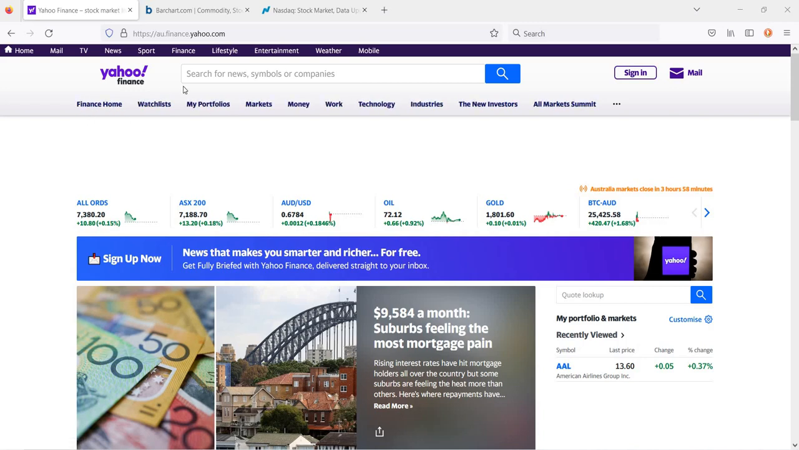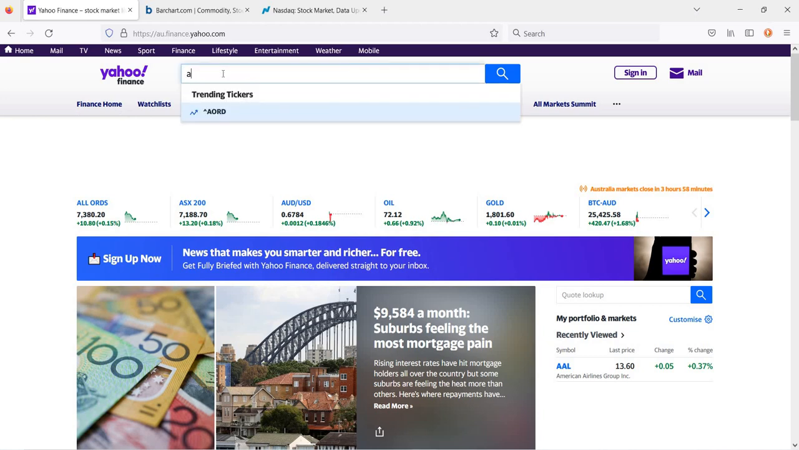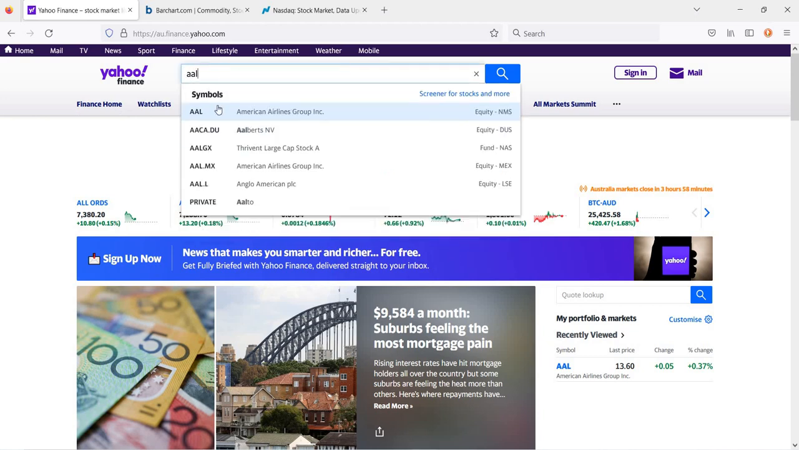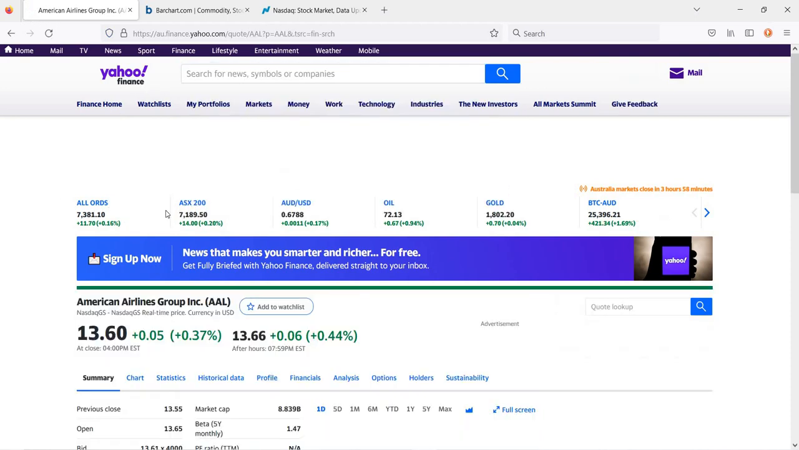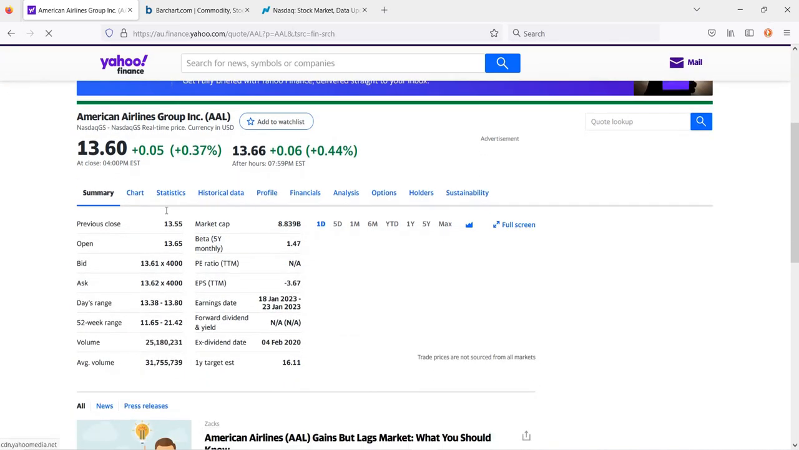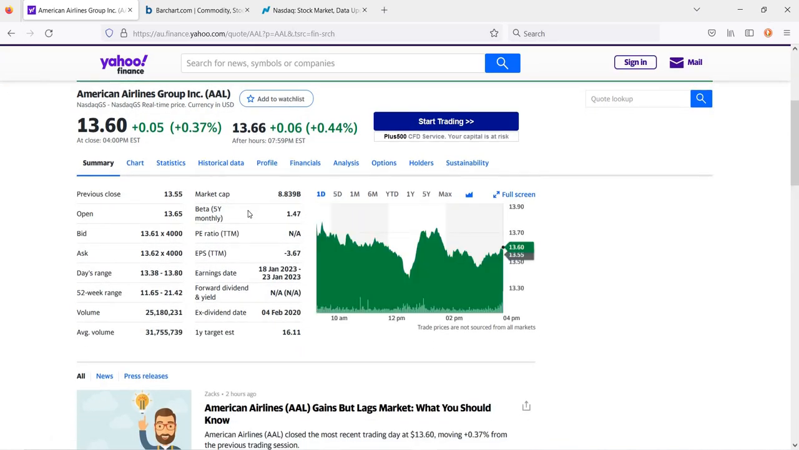Now let me decode this for you. AAL is the ticker symbol for American Airlines. I am on Yahoo Finance. As you can see, it's a free website. You can search for pretty much any symbol, any publicly traded entity. American Airlines, I don't need to introduce it. It's one of the bigger airlines, and we can see that it's currently trading at $13.60.